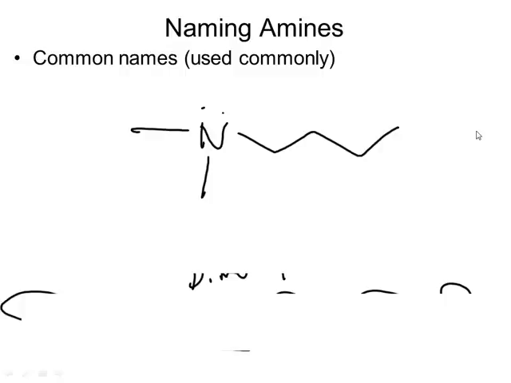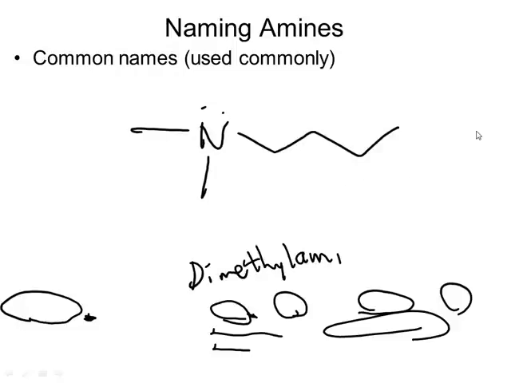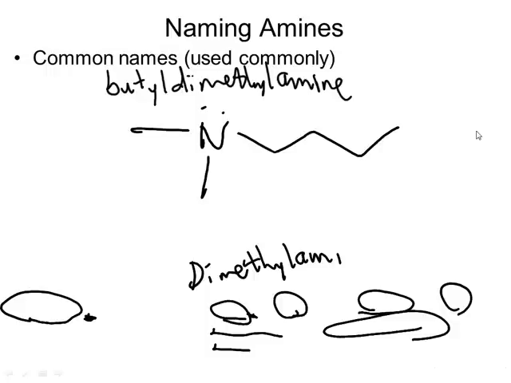A couple other examples we could do. If I had something like this, we look at the nitrogen. I've got a butyl group on the right here. Okay? I have a butyl group. And I've got two methyl groups. So I'd call this butyldimethylamine, right? So I'm just listing out what the substituents are.